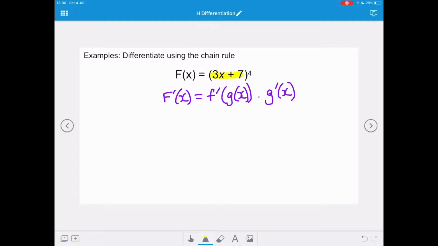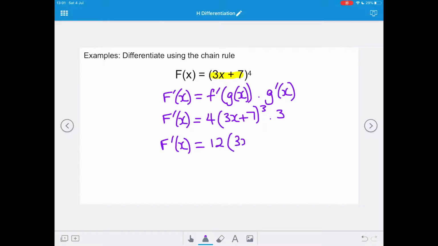So to differentiate the bracket, we're leaving the 3x + 7 inside the bracket, and we're bringing down the 4 as our multiplier. So it's going to be 4 times (3x + 7) all to the power of 3. And then we're going to multiply that by the derivative of 3x + 7, which is 3. And then we need to simplify our expression. So the derivative of our composite function is 12 multiplied by (3x + 7) to the power of 3.